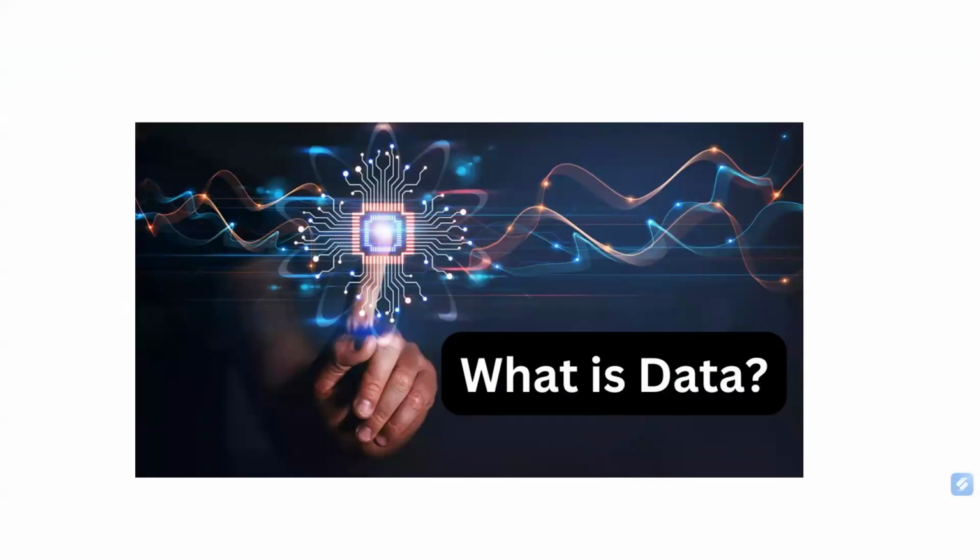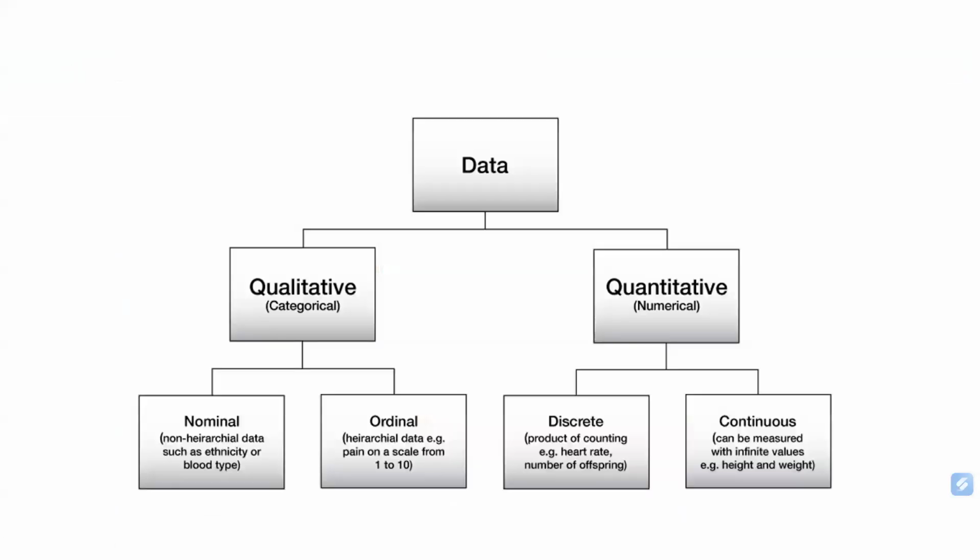Now, we will talk about what types of data we have. We have two types of data. One is the qualitative, which we call categorical data in general, and quantitative, which we call numerical in general. Okay. Again, this qualitative data is further divided into nominal and ordinal, which we can categorize.